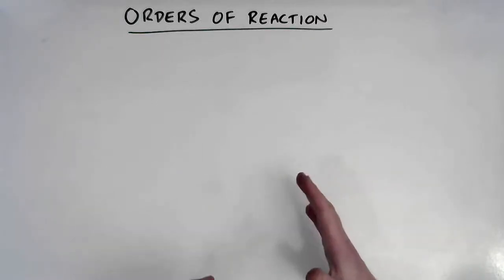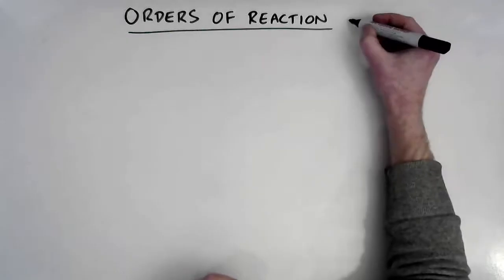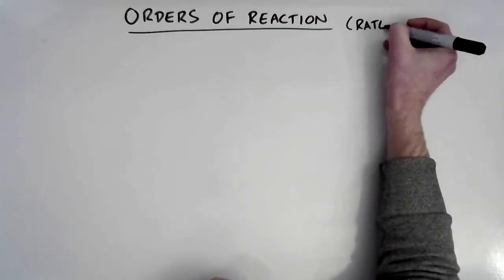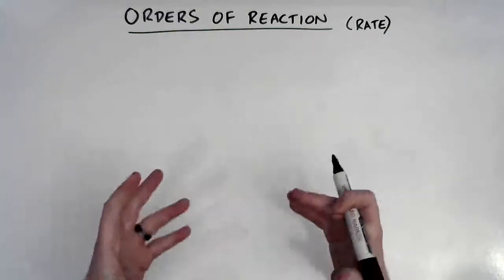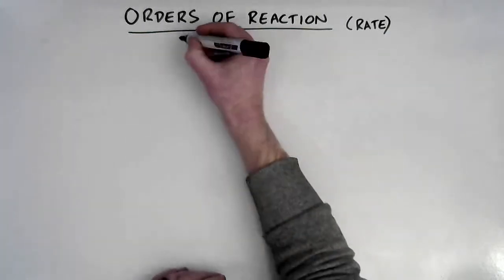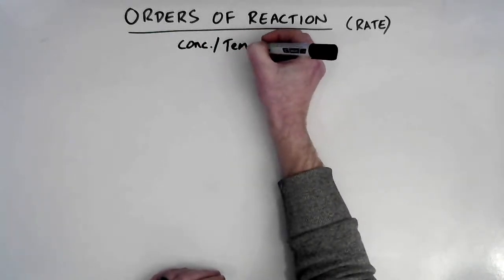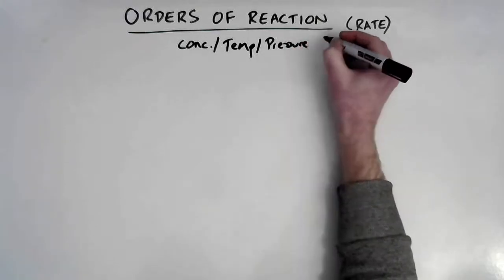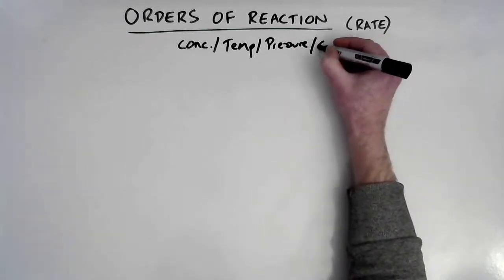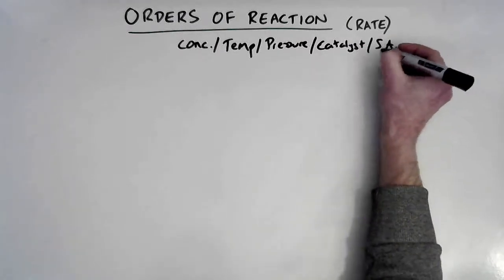Okay, so this tutorial concerns something called orders of reaction. Really it's all about rate. Now we've looked at rates of reaction, and there are lots of different things that can affect rate of reaction, namely concentration, temperature, pressure, and of course a catalyst, along with surface area as well. We'll put that in there, why not?